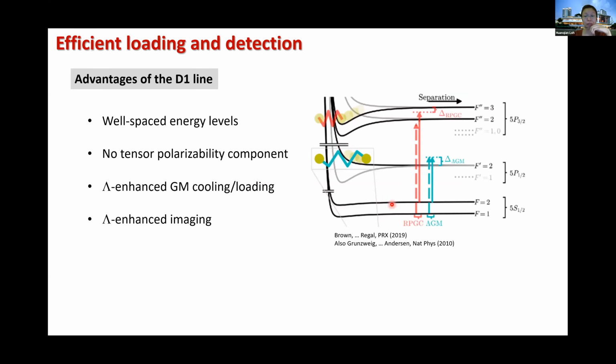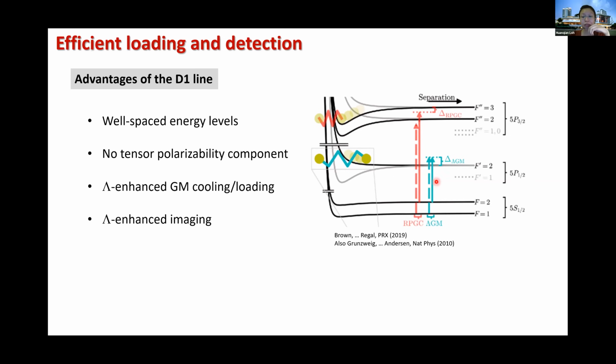For loading, because the D1 gray molasses cooling requires a blue detuned light, there's a very nice mechanism that allows you to have enhanced loading. So taking a step back, when people usually load directly from red detuned molasses, in that case, if you have 2 atoms present in the trap, they will be driven towards an attractive molecular state. And the kinetic energy that they gain in this attractive molecular potential will essentially kick the atoms out of the trap because it's too high a kinetic energy. So this means that on average, you have either 0 or 1 atoms being detected. So it's kind of an odd or even parity detection.